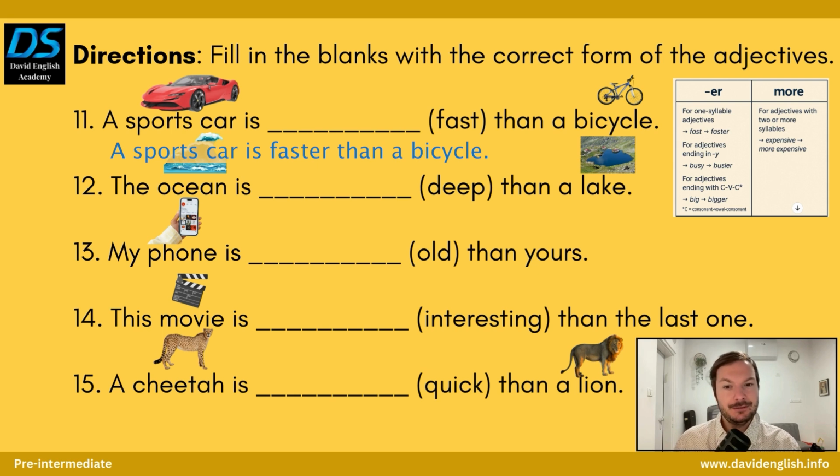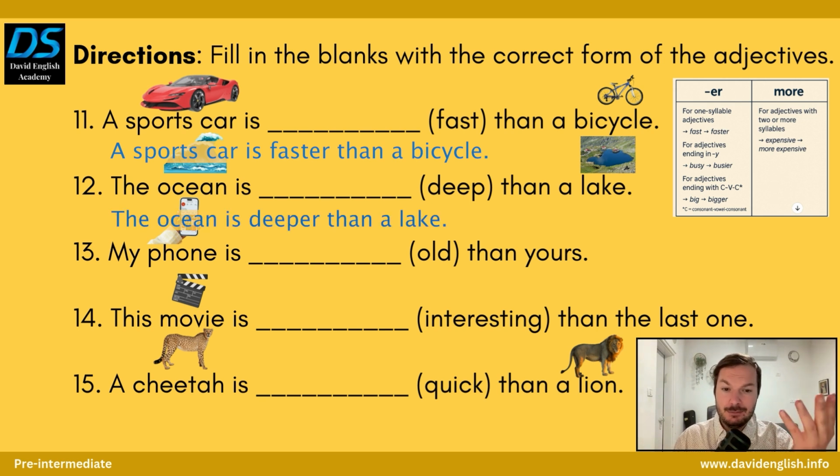12, the ocean is deep than a lake. Now, if you don't know what the word deep means, I'll explain it to you. In the context of this sentence, we're talking about physical depth. It's going far, far down into a place, okay? So the ocean is very deep in some places, okay? So in this case, we're going to say the ocean is deeper than a lake because it's a small adjective, deeper than a lake.